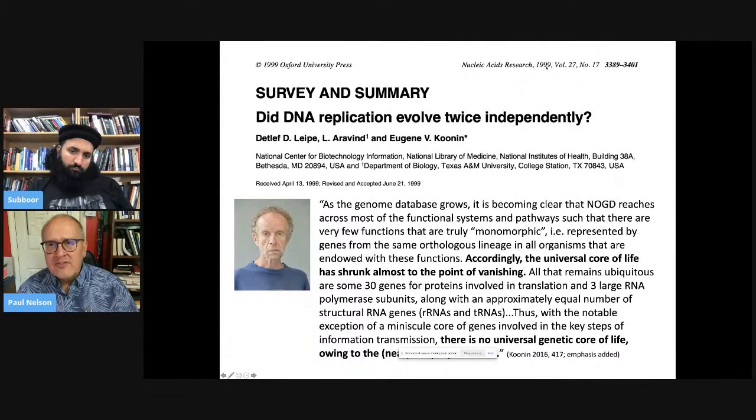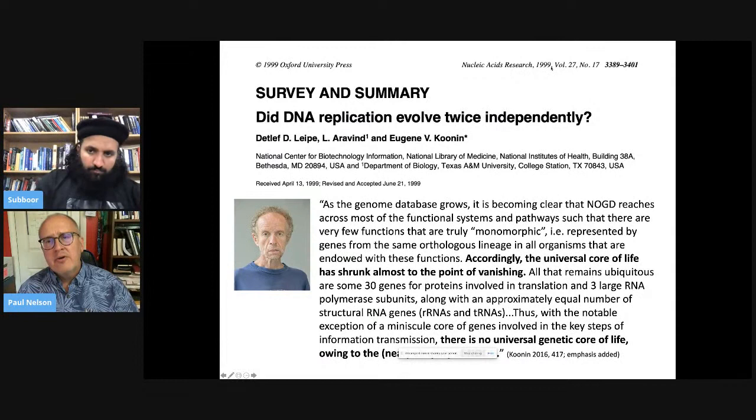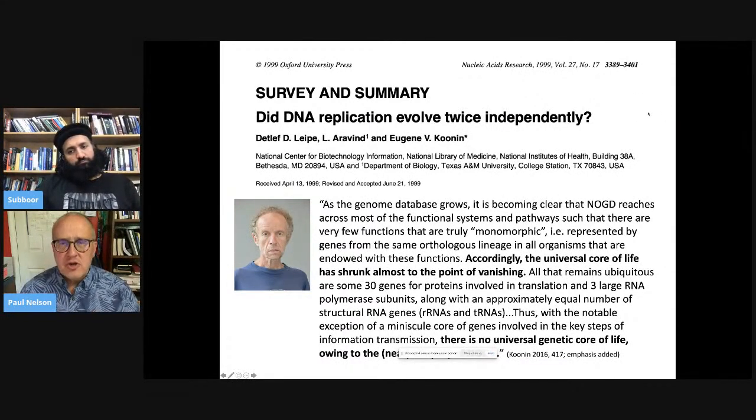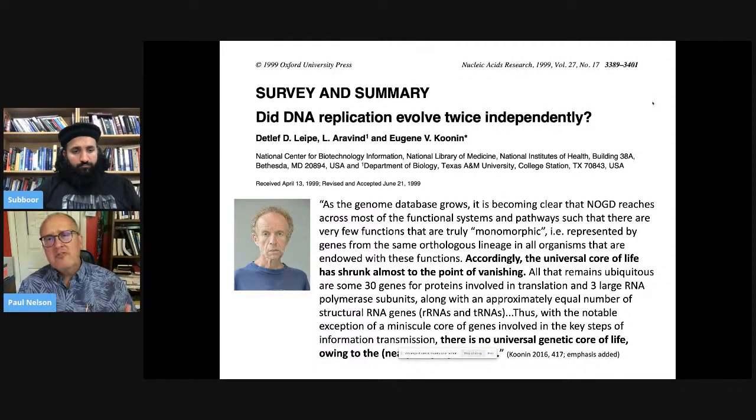In 1999, about 5 years into the genomics era, he published a paper with two colleagues where they argue that DNA replication, that fundamental cellular process present in all cells that we know, may have evolved twice independently, because the hardware, the proteins involved in DNA replication in the bacterial domain, when compared to archaea and eukarya, are not homologous.